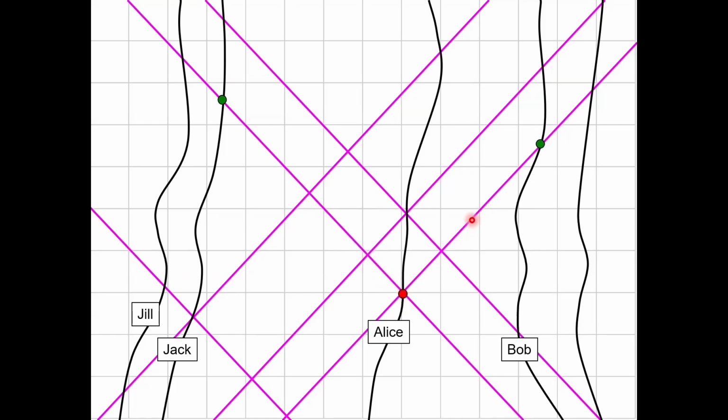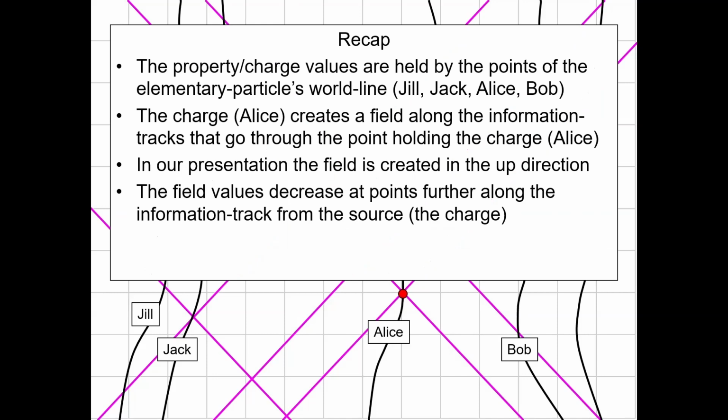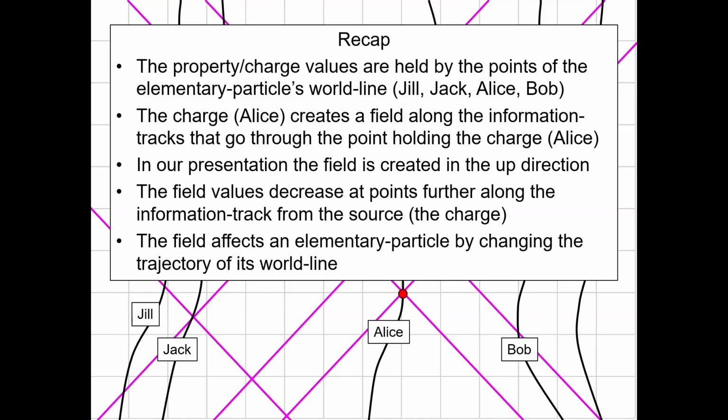This means that if we look at the point over here on this information track, it has field value numbers that are correlated to the charge value numbers at this point on Alice. We also said that the field values decrease at points further along the information track from the source, which is the charge. And finally, we said that the field affects an elementary particle by changing the trajectory of its world line.